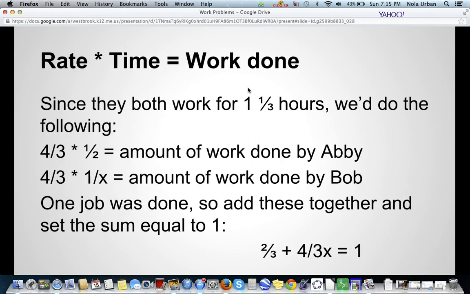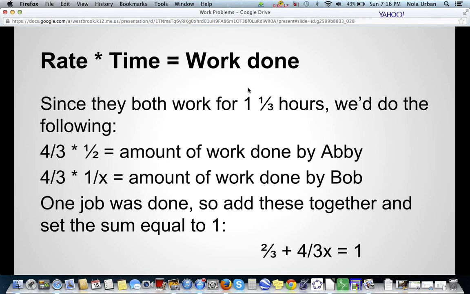And then when we look at rate times time equaling the work done, since they both work for 1 1/3 hours, we would do the following. And knowing that 1 1/3 hours is the same as 4/3 of an hour, because it was 1 hour and 20 minutes, you do that conversion and you get it in terms of hours.